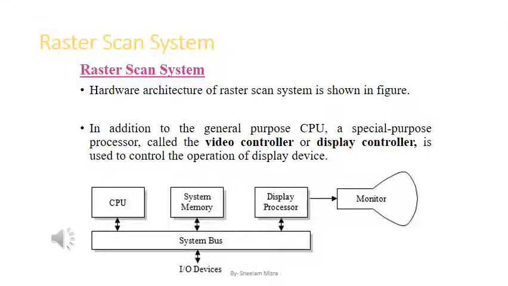So what is a raster scan system? The hardware architecture of a raster scan system is shown in this figure. In addition to the general purpose CPU, a special purpose processor called a video controller or display controller is used to control the operations of the display devices.